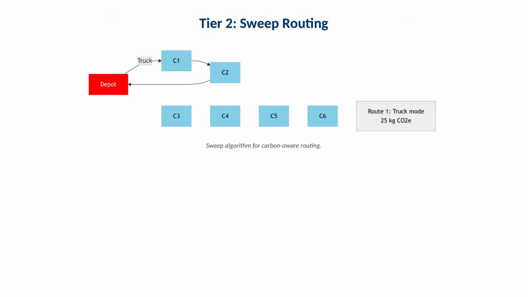This slide shows the sweep idea visually. As a ray rotates around the depot, customers are encountered in angular order and assigned to routes. Operationally, this tends to create compact routes that reduce distance and also create consolidation, which often reduces emissions per delivery.